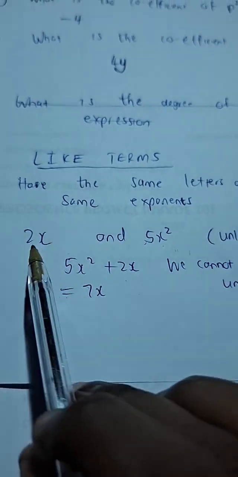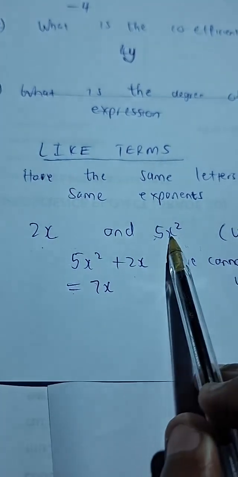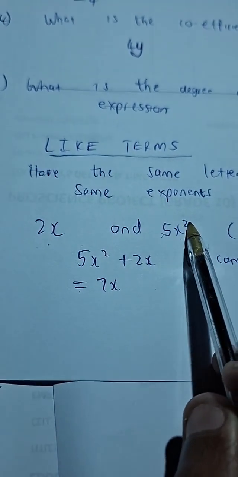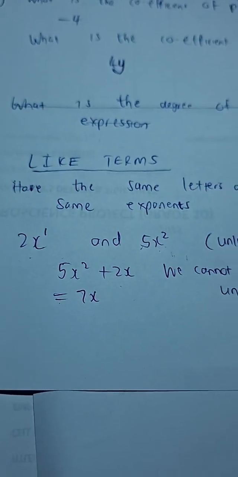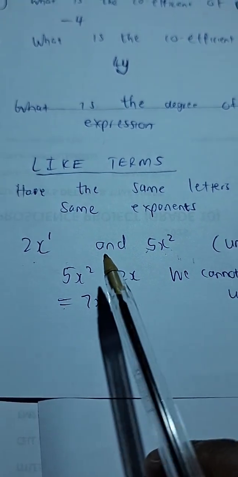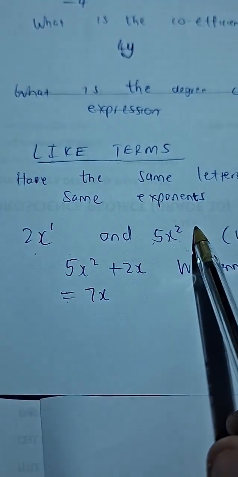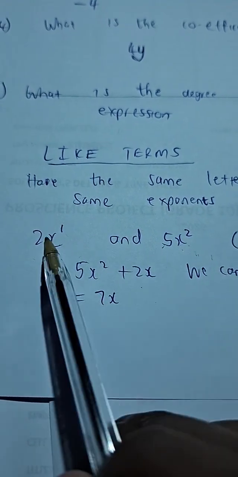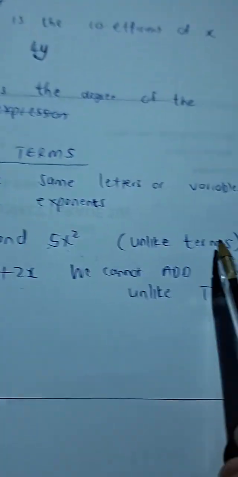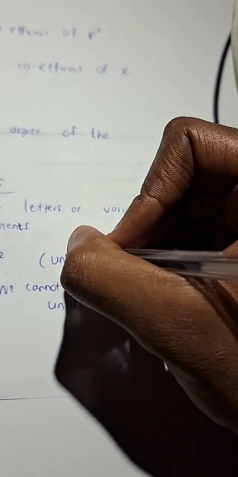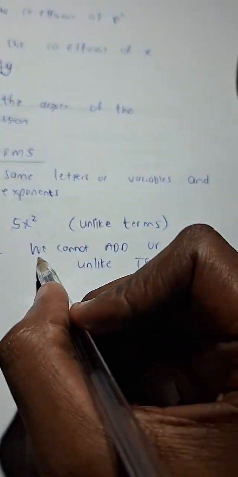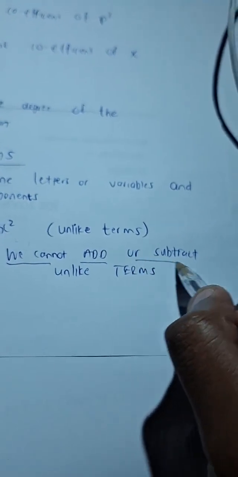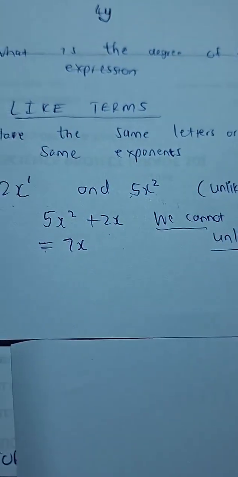They are not alike because, even though the variables are the same, look at the exponent. This is exponent 2. This is exponent 1, the unseen one, the invisible one. So because of that, the variables are the same, but the exponents are not. That qualifies them as unlike terms. Can we add or subtract unlike terms? No, we cannot. That's the rule. We cannot add or subtract unlike terms.